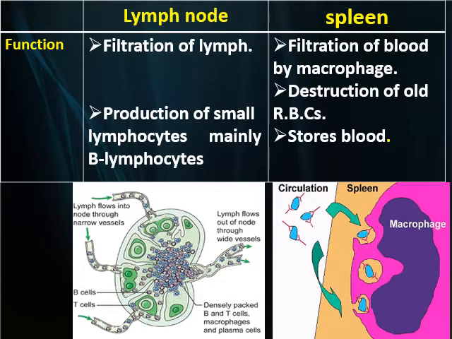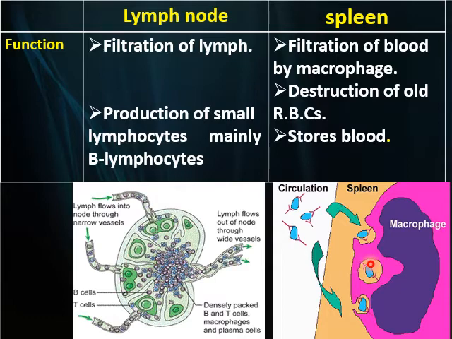The function of the lymph node and spleen. The main function of the lymph node is related to lymph, but the main function of the spleen is related to blood. Also, they are responsible for immunity. Now, what is the function of the lymph node? It is filtration of lymph. Also, it helps in production of small lymphocytes, mainly B lymphocytes.